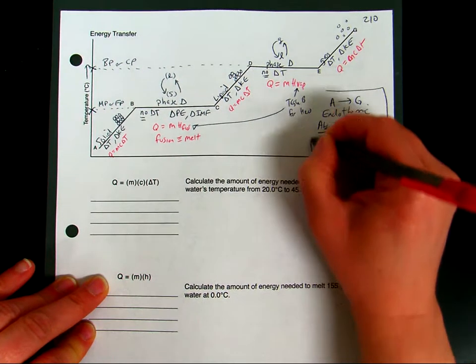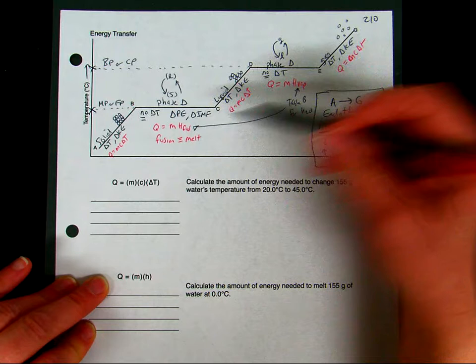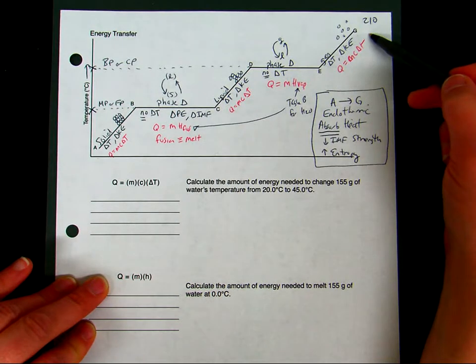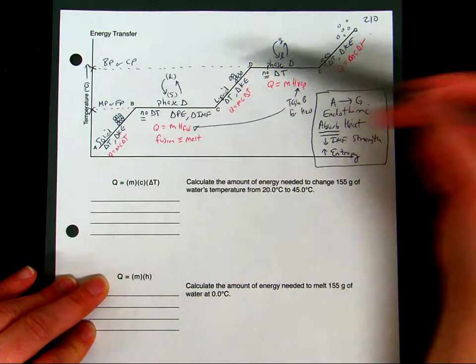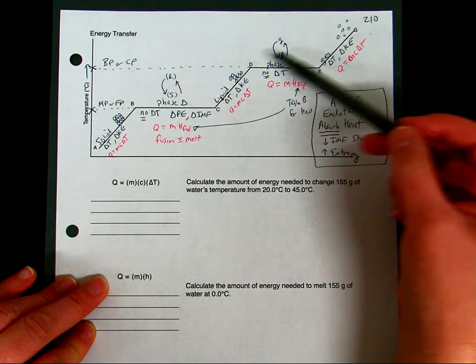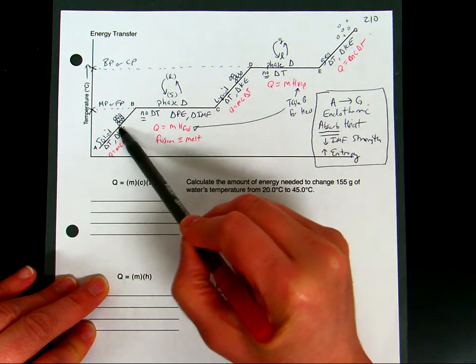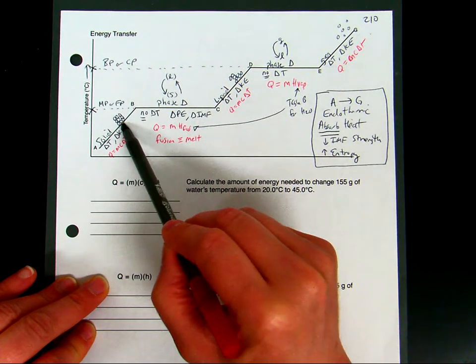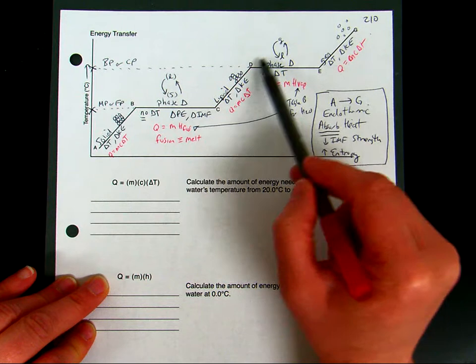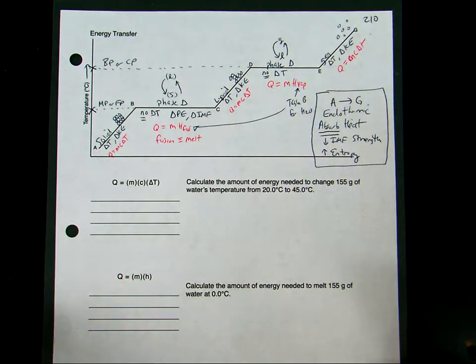And if you can understand those ideas from point A to G, then if you looked at this in reverse, G back to A would be exothermic, a release of heat. Look at your particle diagrams, they're becoming more and more ordered in fixed positions, so those IMFs or attractions must be strengthening, and everything is becoming more ordered, so less entropy.